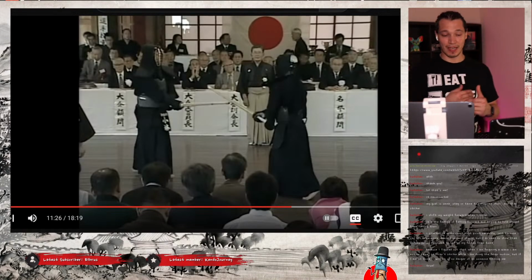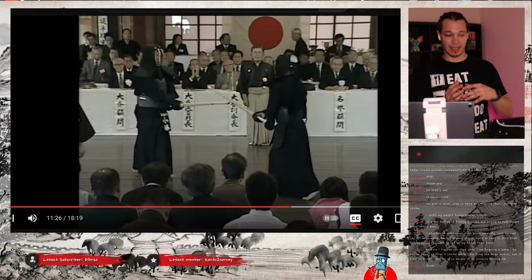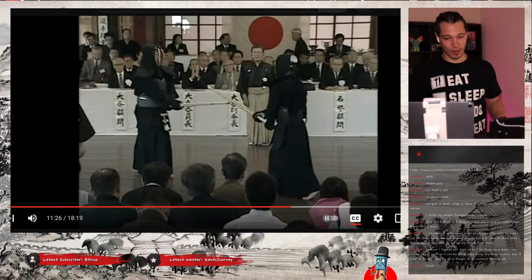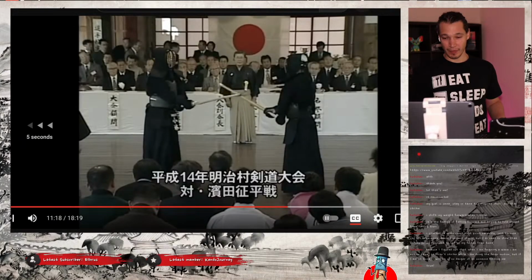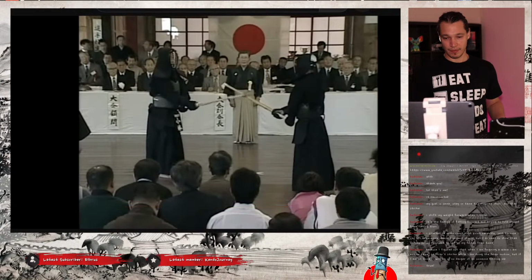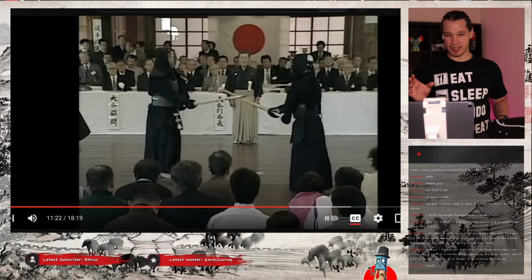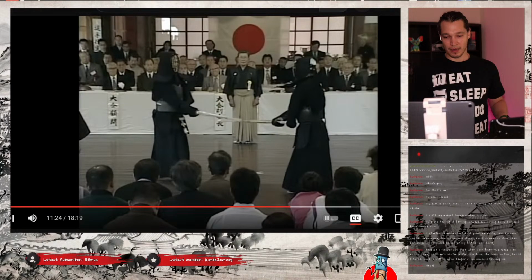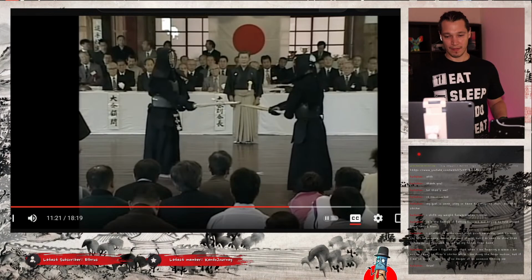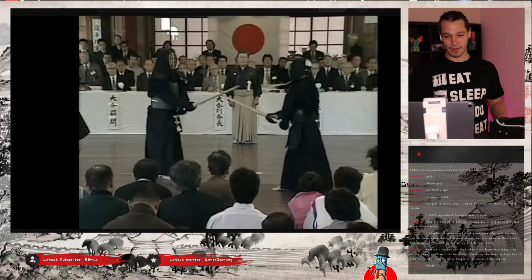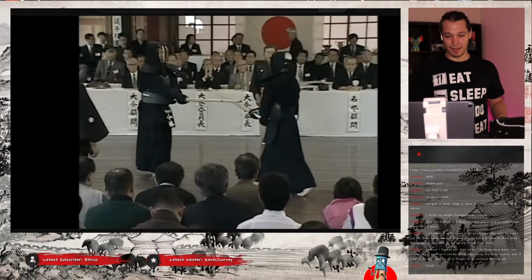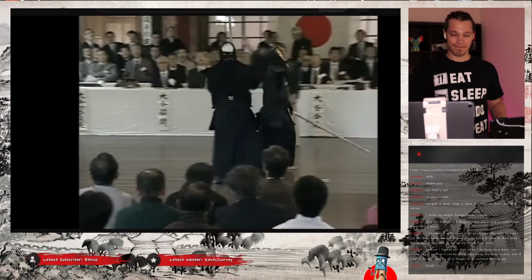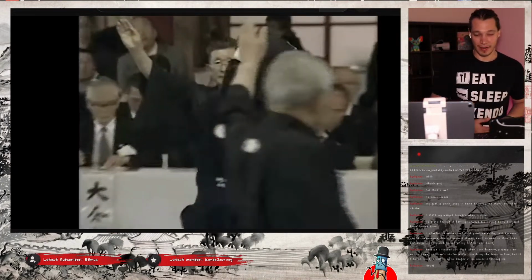I think this is the part where he's explaining that you don't want to just do seme attack. You want to also use your tame. And I think he shows the tame very well here. You can see a little bit of his pushing forward, but not really committing to the technique, right? There, this looked like he was coming in. But he didn't. Very good. Very, very good.